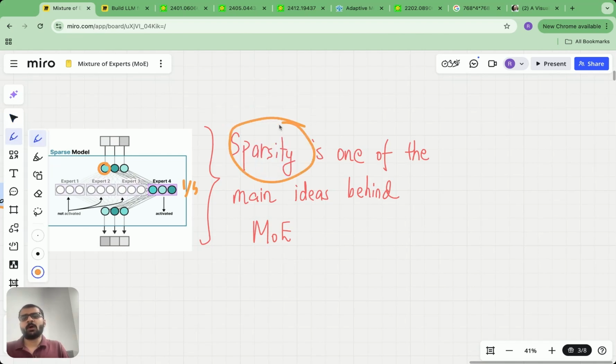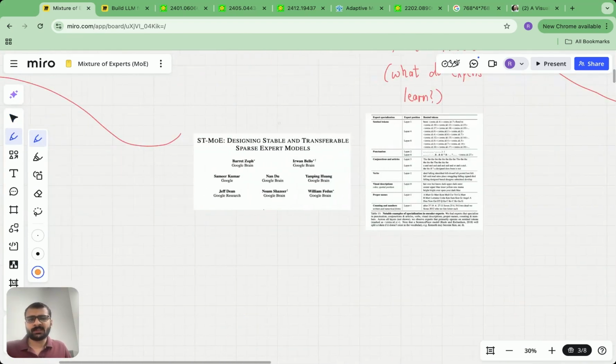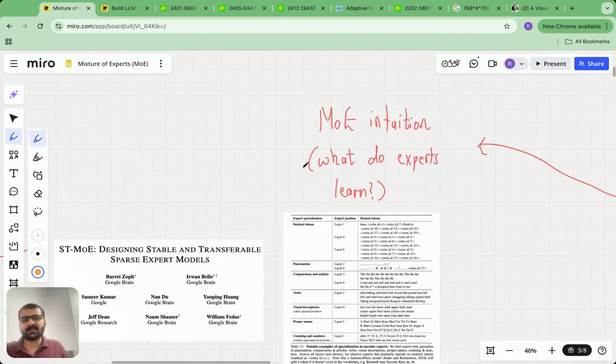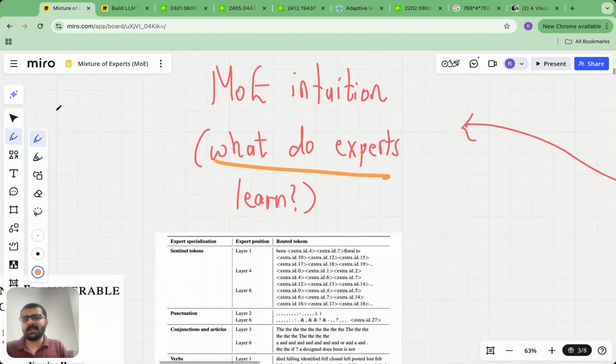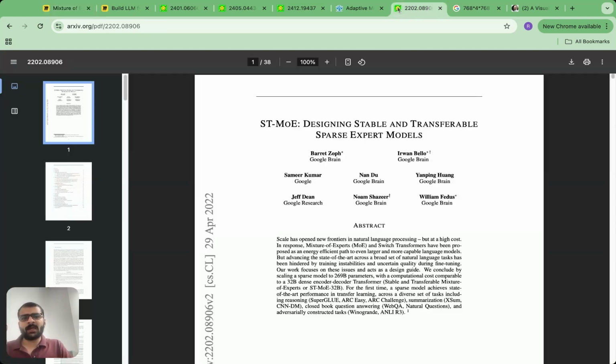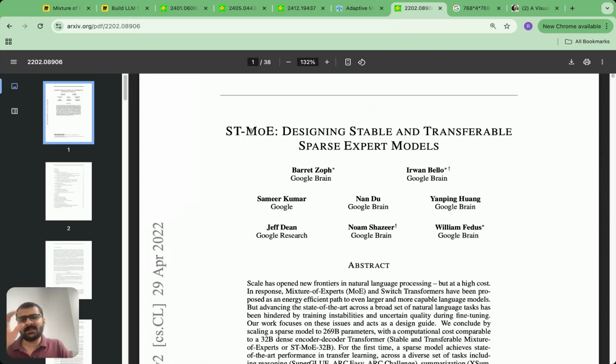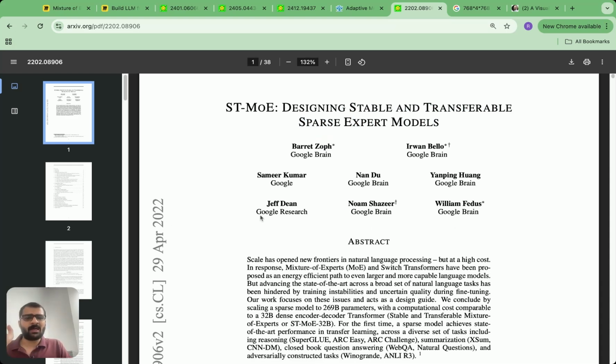All right. Now, I want to show you what these experts really learn. I've been telling you that the experts specialize in certain types of tasks, right? So you might be curious, for a language modeling example, what do these experts really learn? If you take a look at this paper, called ST-MoE, designing stable and transferable sparse expert models, published in 2022, it's one of the most famous mixture of experts papers.